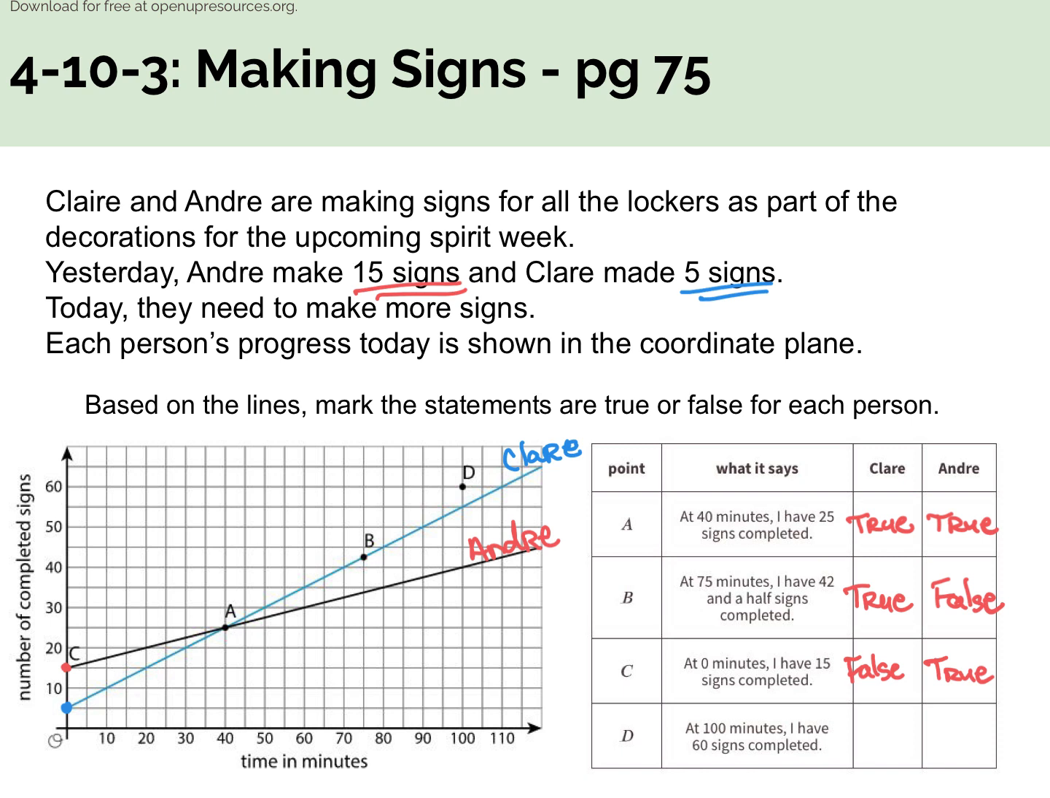And then point D, at 100 minutes, I have 60 signs completed. So let's look at it. So, okay, so 100 points, this D. So is that on Claire's line? No. Is that on Andre's line? No. So both of these are actually going to be false. Okay, so we're understanding that all of these points can either be an answer to the solution or to the question, or it can be not an answer or a solution to the question.